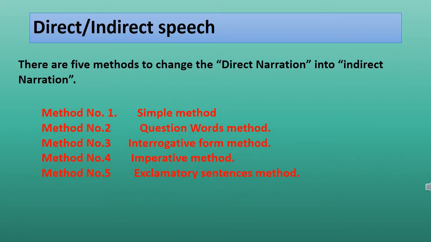There are 5 methods to change the direct narration into indirect narration. Method number 1: simple method. Method number 2: question words method. Method number 3: interrogative form method. Method number 4: imperative method. Method number 5: exclamatory sentences method.